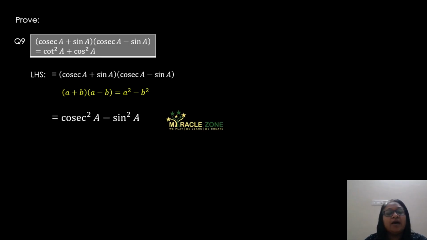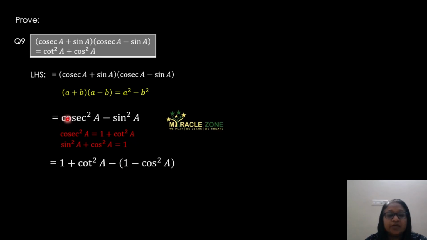Actually we need the output in terms of cot and cos. So cosec square A, how can you write it in terms of cot? Cosec square A minus cot square A is 1, so cosec square A is 1 plus cot square A. Next we need it in terms of cos square A. Sin square A is nothing but 1 minus cos square A. So we replace cosec square A with 1 plus cot square A, and minus sin square A is minus (1 minus cos square A).